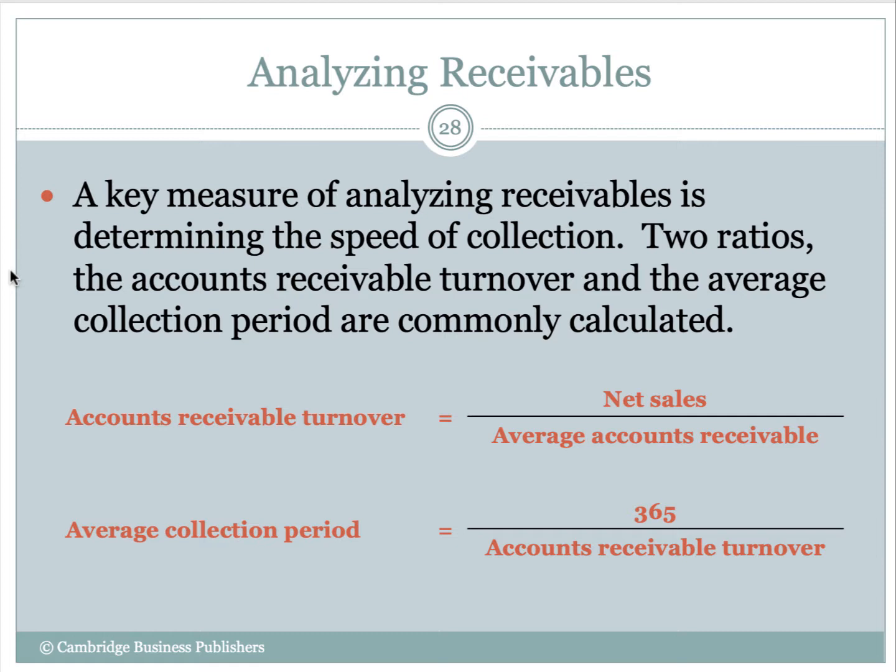How do we calculate these? Super simple. The accounts receivable turnover is net sales divided by average accounts receivable. The average collection period is 365 days divided by the accounts receivable turnover.